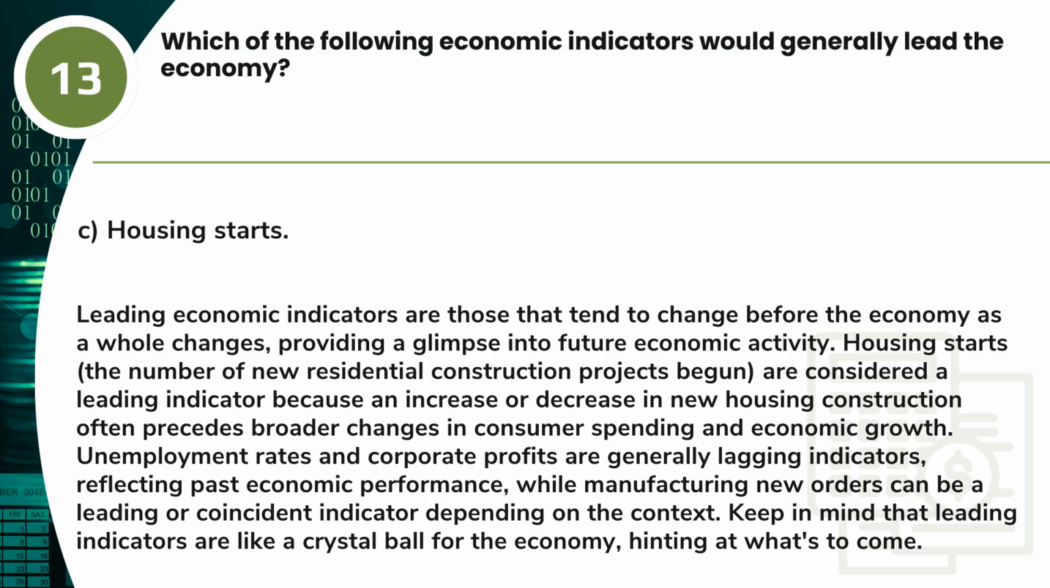Unemployment rates and corporate profits are generally lagging indicators, reflecting past economic performance, while manufacturing new orders can be a leading or coincident indicator depending on the context. Keep in mind that leading indicators are like a crystal ball for the economy, hinting at what's to come.